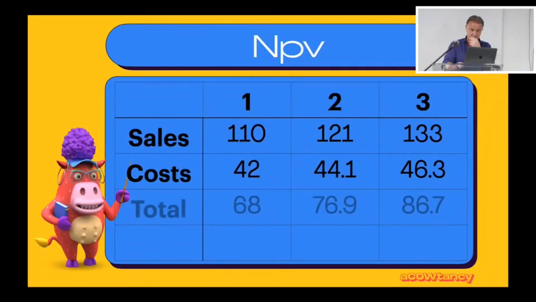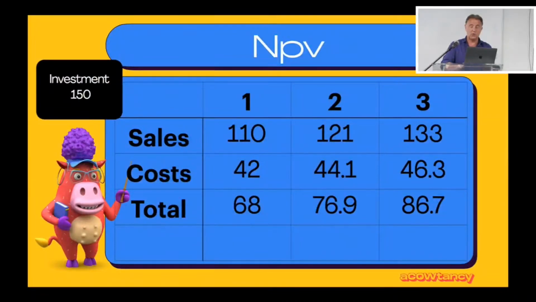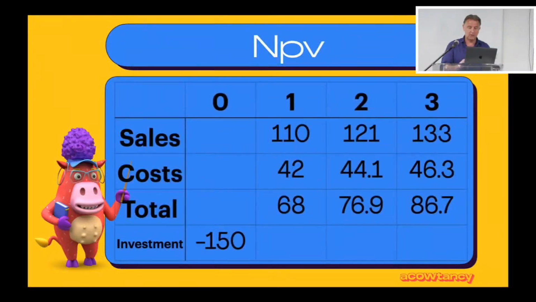So just total them up. And then you get told investment is 150. So let's go put that investment in. Investment goes in year what? Year zero. What is year zero, for those of you who have done this sort of thing before? Yeah, day one of year one. Okay, it's really important. Year zero is day one of year one.